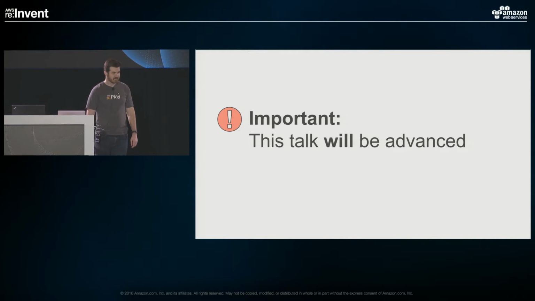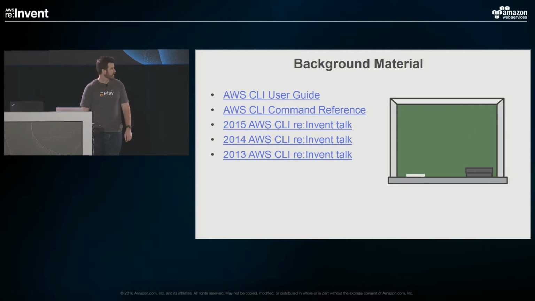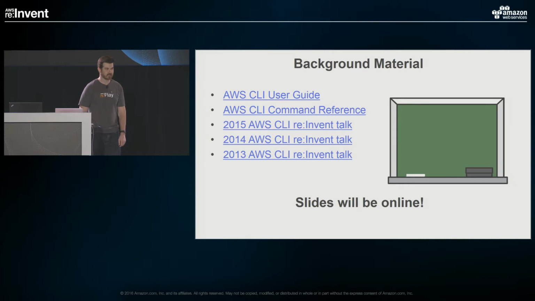To start, this talk's going to be advanced, so I'm not going to go over a lot of the basics of how to use the AWS CLI or the basic usage patterns. I'm making the assumption that you are already familiar with these, which will allow me to dive into more advanced topics. In case you're not too familiar with the AWS CLI, here are a few links you can look into. And of course, the slides will be online later for reference.